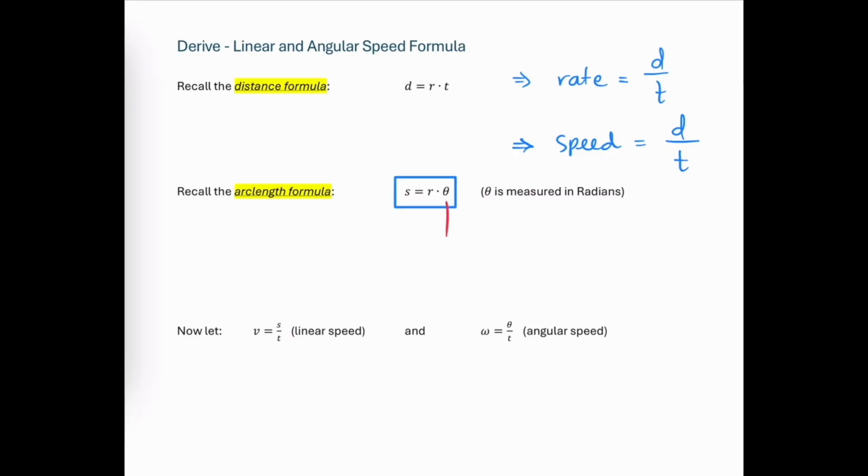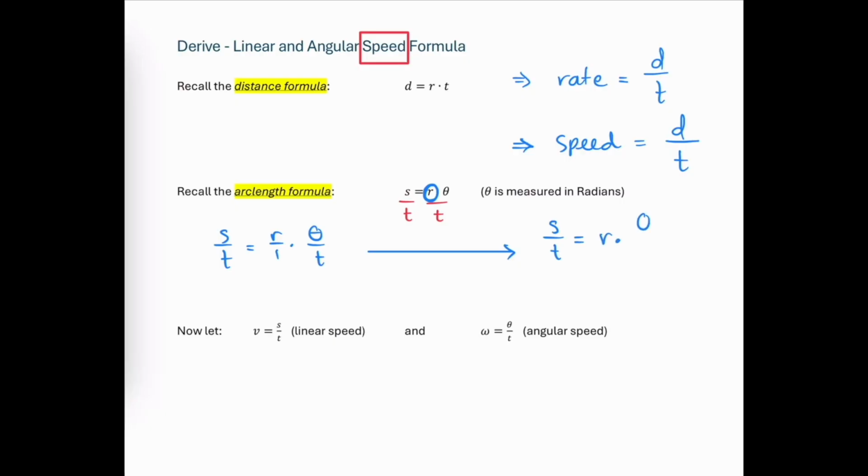Remember, in the arc length formula, this angle theta must be measured in radians. Because we're trying to derive a formula for linear and angular speed, we're going to take this equation and divide both sides by time. So what we get on the left is s divided by t, or arc length per unit time. Let's pull this r out of the numerator so that we have r over 1 times theta over t. So what we have now is the distance that we traveled around the outside of the circle per unit time is equal to the radius of the circle multiplied by the angle that we swept through per unit time.